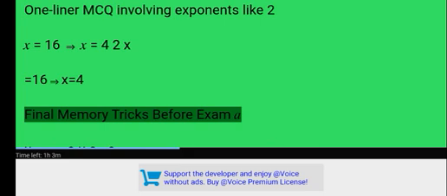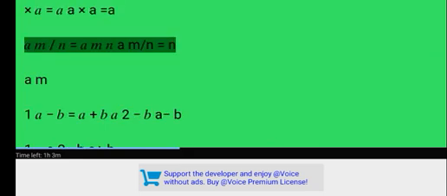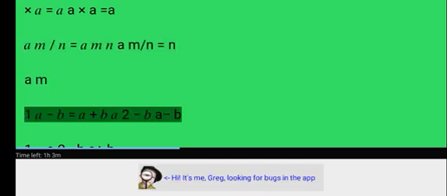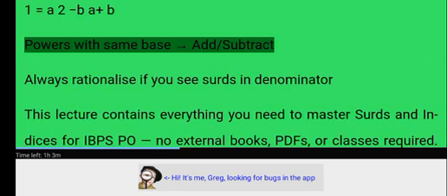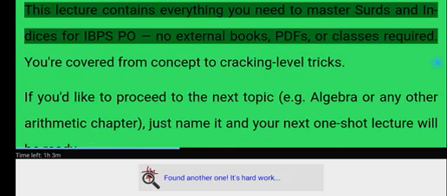Final memory tricks before the exam: a to the m times a to the n equals a to the m plus n. a to the m divided by a to the n equals a to the m minus n. 1 over (a minus b) equals (a plus b) over (a squared minus b squared). Powers with the same base: add or subtract the exponents. Always rationalize if you see surds in the denominator.